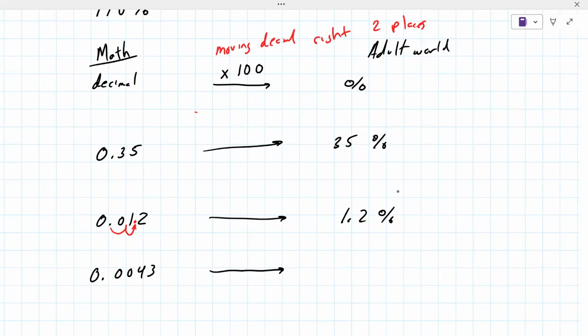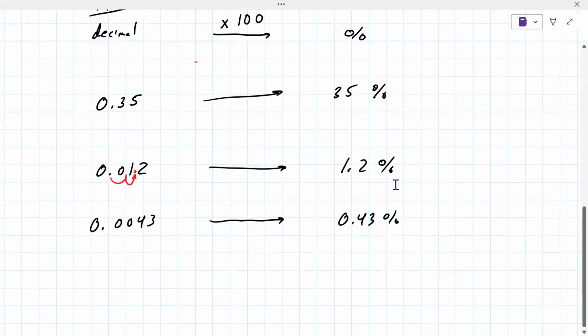You'll even see problems like this where they ask you to convert this to a percent. What would this be as a percent? 0.43%. Exactly right.